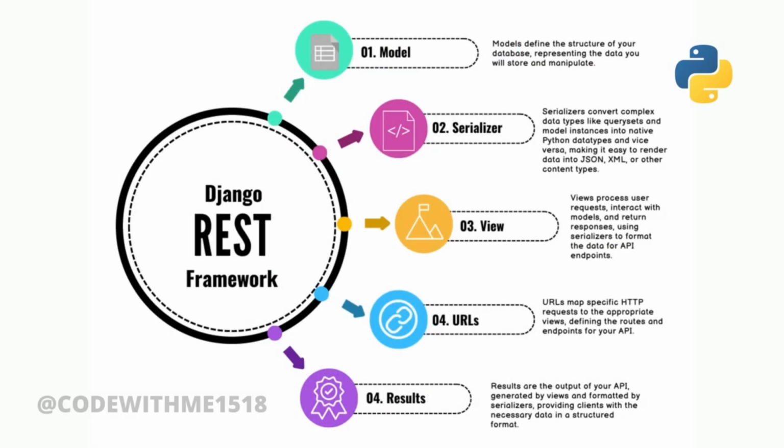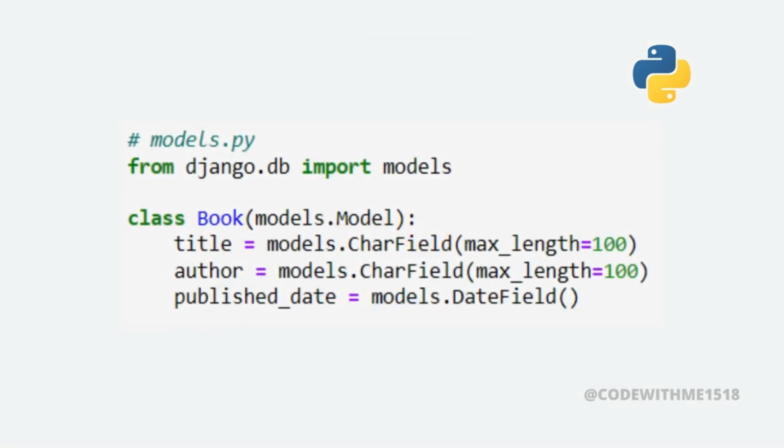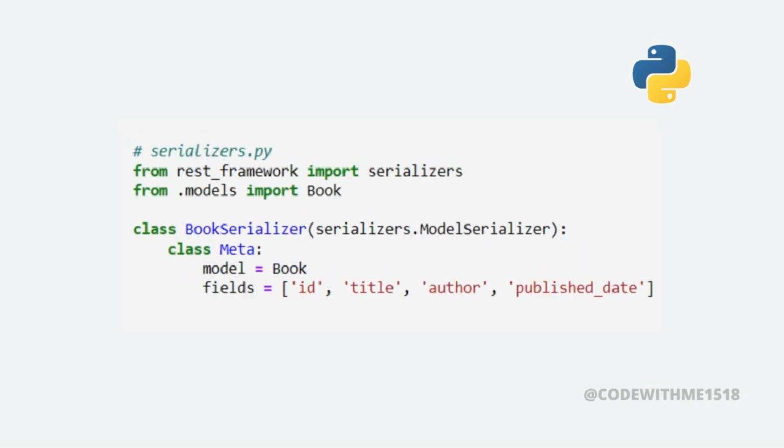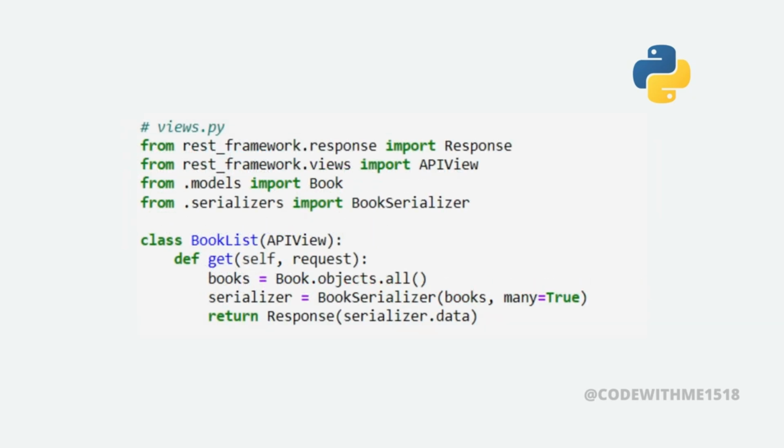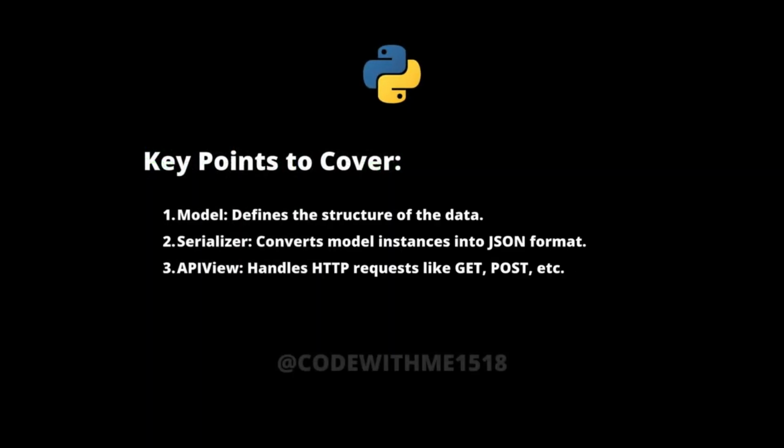The first step in building an API with Django REST framework is creating a model, a serializer to convert model instances into JSON, and a view to handle the HTTP requests. In this example, we've created a simple book model, a book serializer to convert book instances into JSON, and a book list view that returns all books in the database. Key points to cover: model defines the structure of the data, serializer converts model instances into JSON format, API view handles HTTP requests like GET, POST, etc.